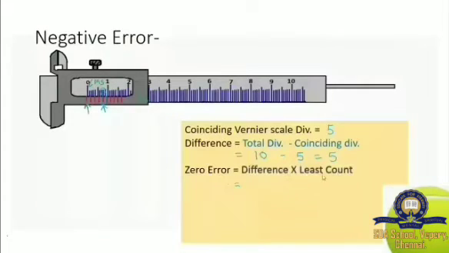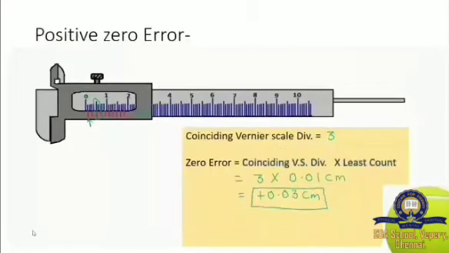Now we multiply this number with the least count. So zero error is equal to difference times least count. The difference is 5 and the least count is 0.01 centimeter. So we got 0.05 centimeter, and this is negative error, so we'll put a minus sign before the number. So minus 0.05 centimeter is the zero error of this vernier caliper.